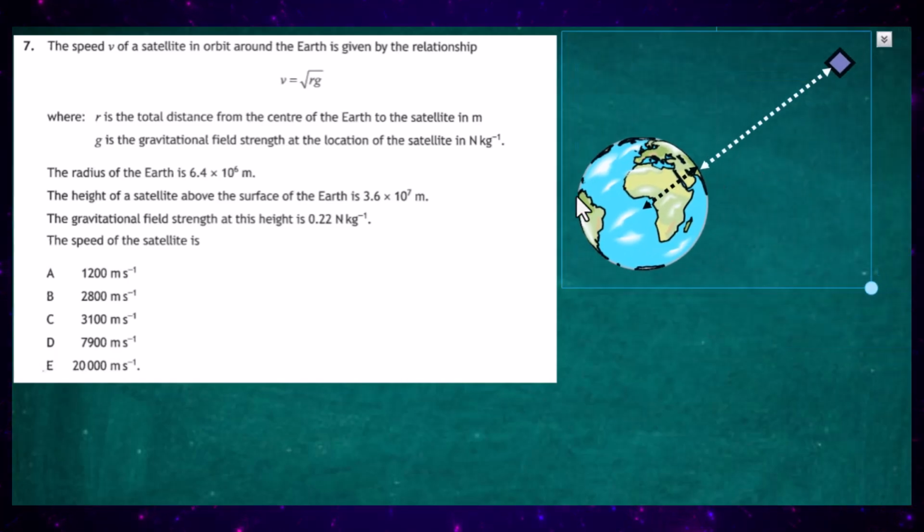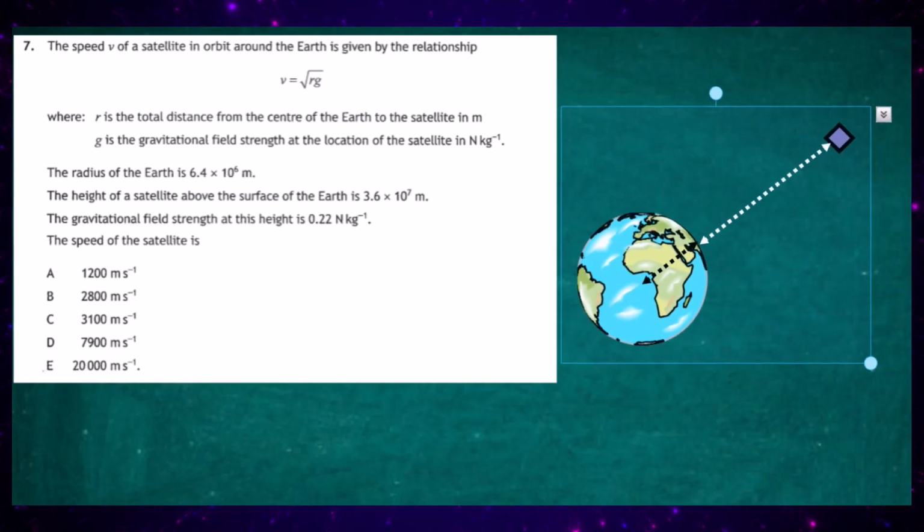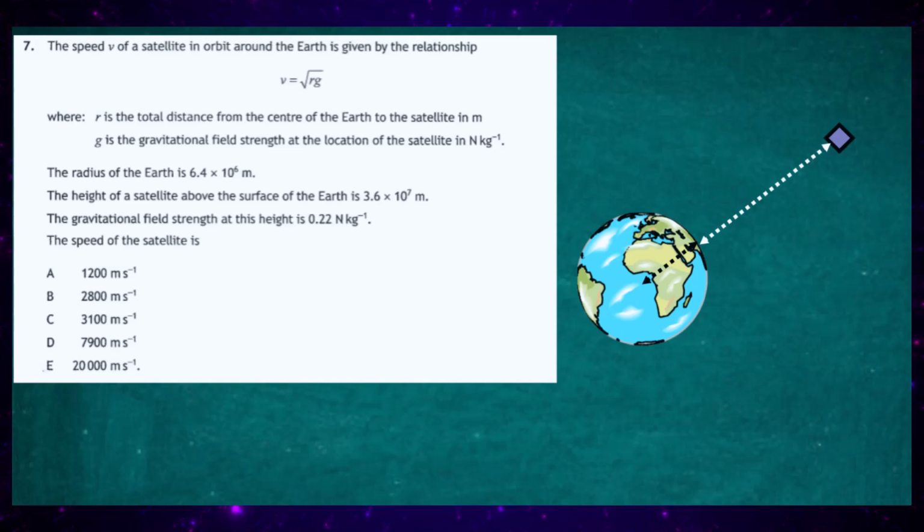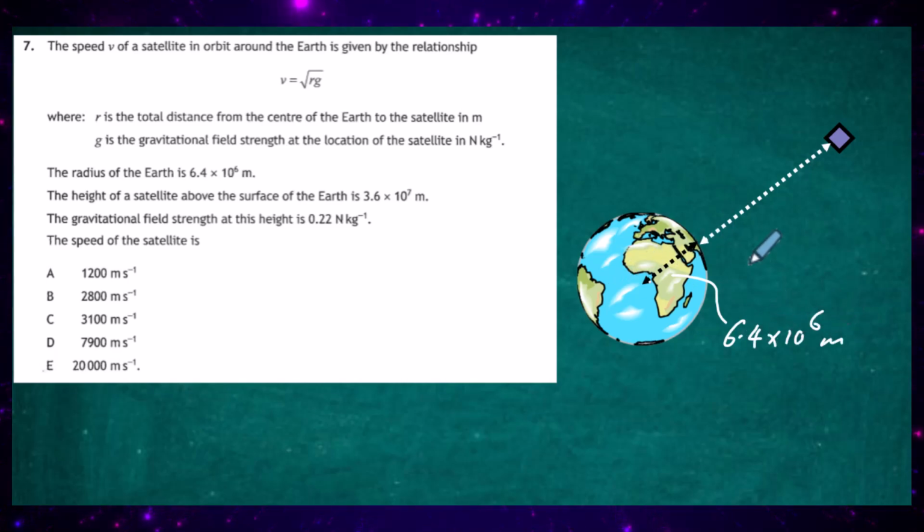Okay, let's have a look at the diagram. It's not drawn to scale, but you can see we've got the radius of the Earth here, so we'll put the radius of the Earth in. That's the distance from here to here, and that's 6.4 times 10 to the power 6 metres. That's the radius of the Earth. How high is the satellite up? The satellite is 3.6 times 10 to the power 7. As I say, it's not drawn to scale. I'm only doing this to show you how we find the total height.